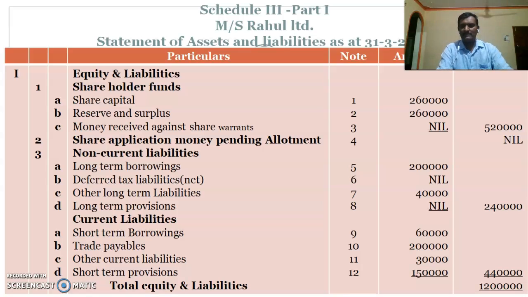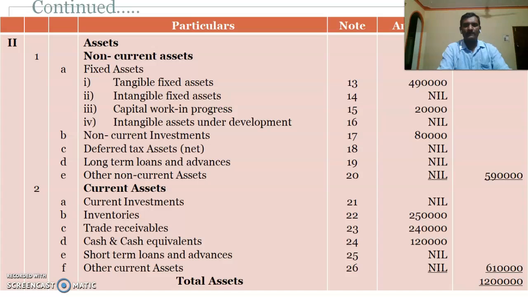All the items are available in the problem, and for that we have made a note also, and from that note we have got the balances: 60,000, 2,30,000 and 1,50,000. Total is 4,40,000. Now we have to sum up all these four heads, and the total of all is rupees 12 lakh, which is called the total of equity and liabilities. So dear friends, like this we have to go for assets.